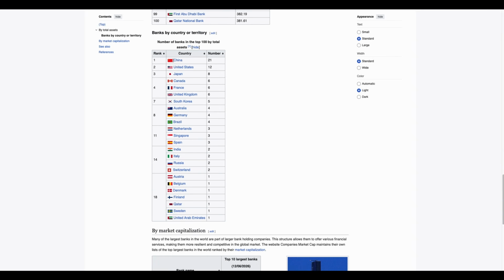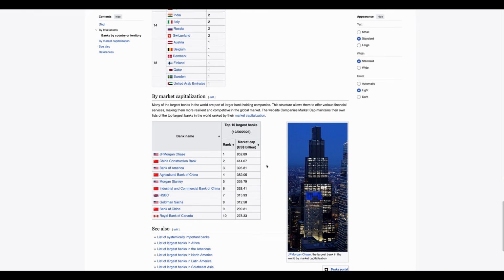Now, I want you to also look at this, the number of banks in the top 100 by total assets. You can see China has 21, then followed by United States, then Japan, then Canada, France, United Kingdom, as the list goes on and on. You can see that these are banks which are actually holding the market, right?